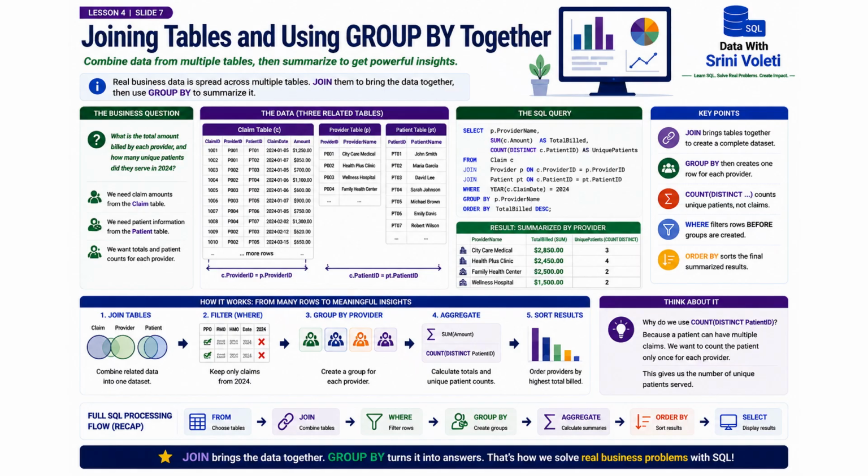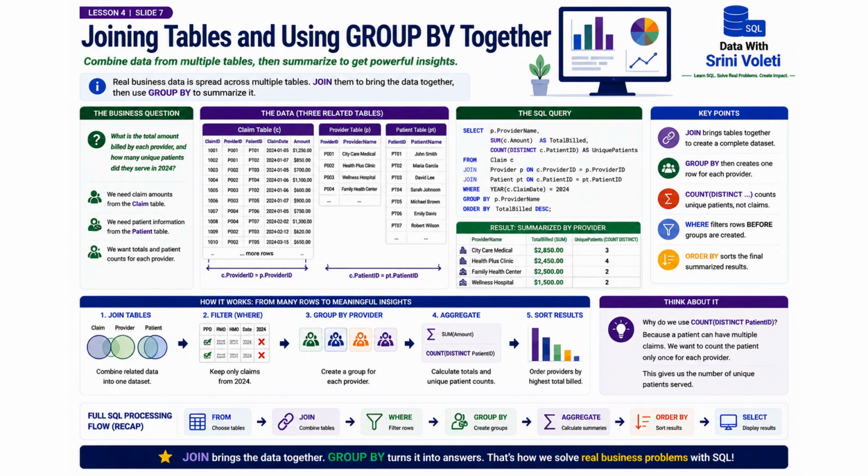Why? Because one patient might have several claims. If we used count star, we would count every claim. But our business question asks how many unique patients did each provider serve? So SQL counts each patient only once within each provider's group. That's exactly what count distinct does.